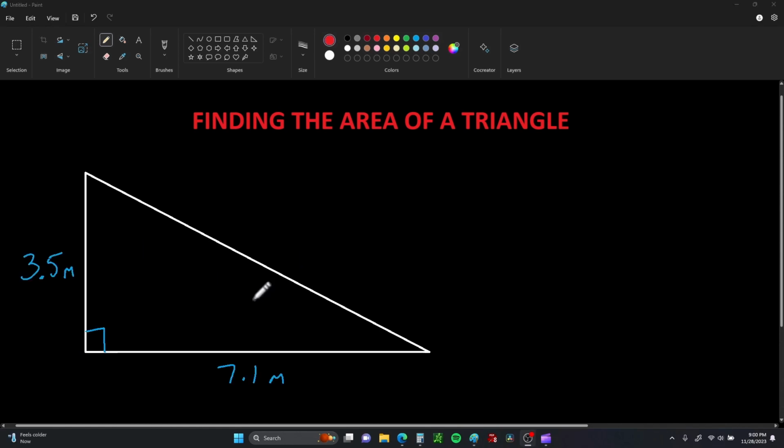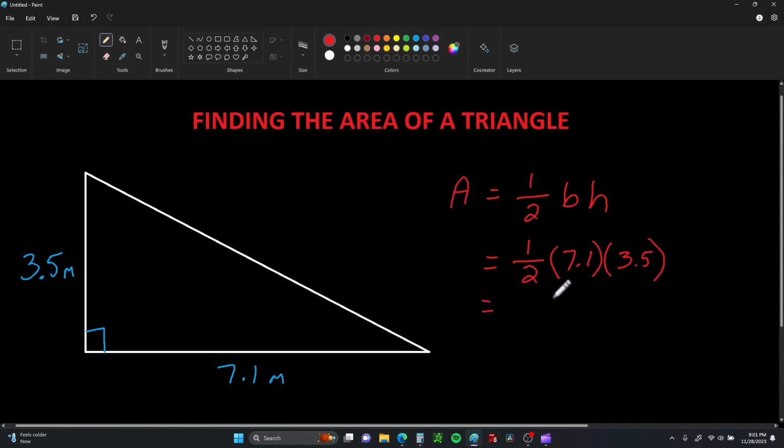On this last example, I welcome you to pause the video and try to do this one on your own. I am just going to point out that both of these are odd numbers, but you can still take half of these two numbers. So I start by writing the formula, which is area equals 1/2 base times height. I start by bringing down the equal sign and the 1/2. My base is 7.1. And the height is 3.5.